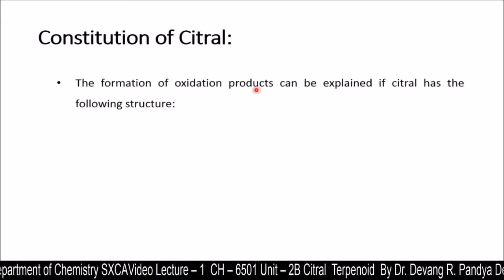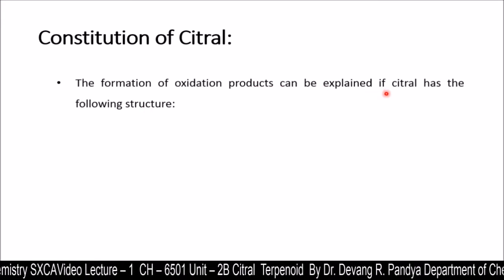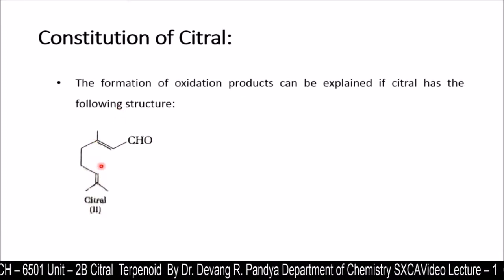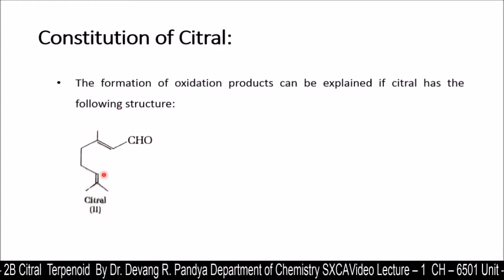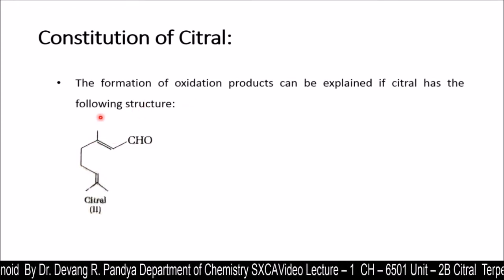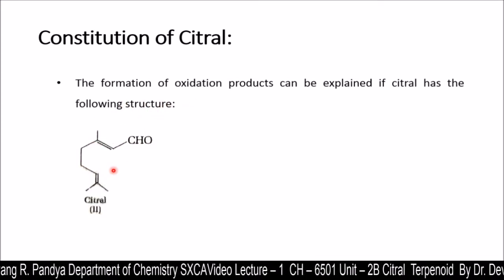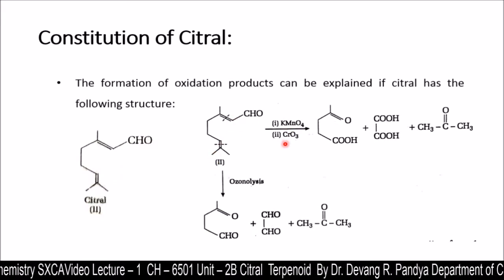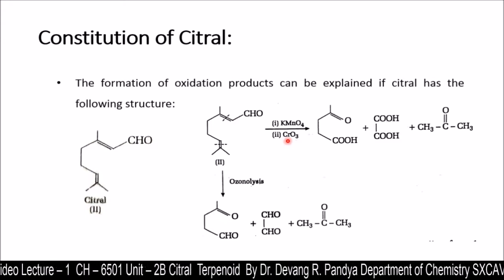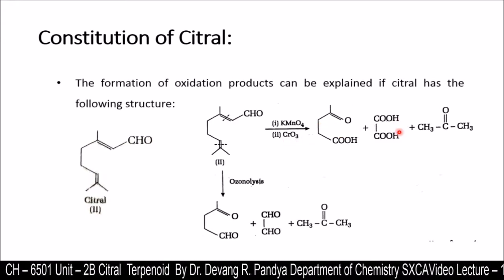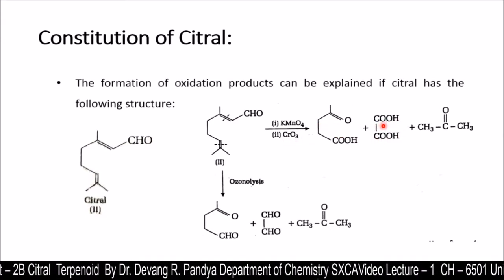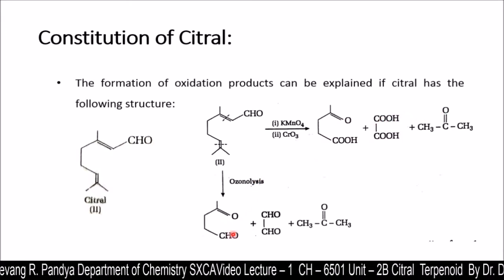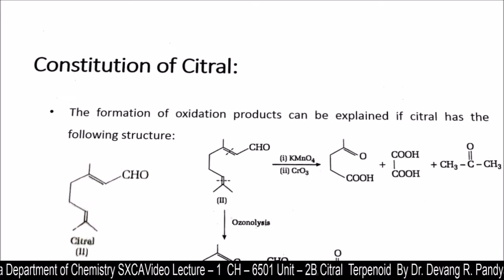The formation of these oxidation products can be explained if citral has this structure. If citral has this structure, then we can explain the oxidation process like this: on oxidation with KMnO4 followed by chromium trioxide, we get this carboxylic acid, acetone and oxalic acid. On ozonolysis, we get these three fragments.